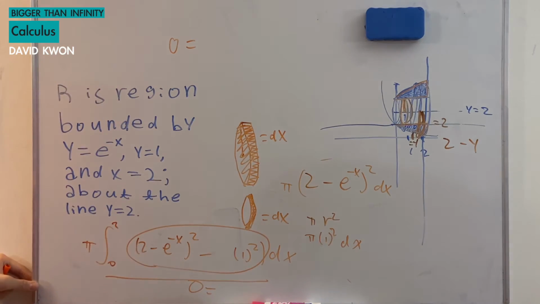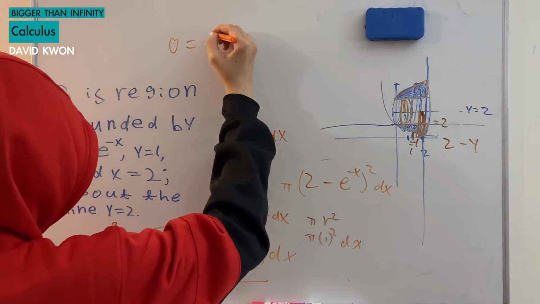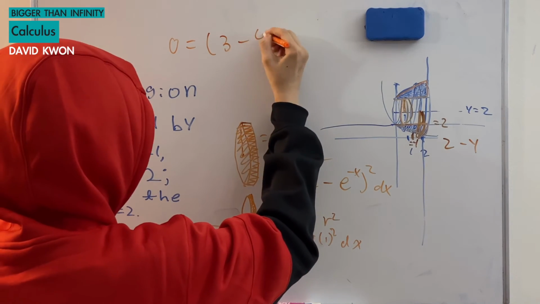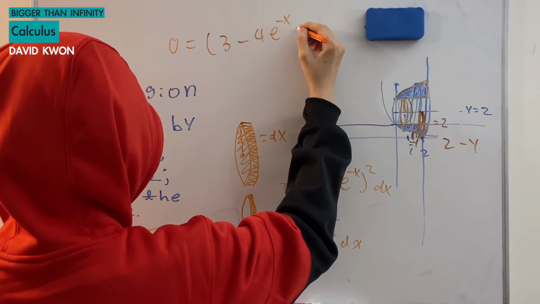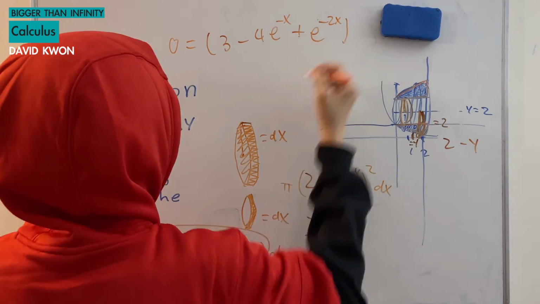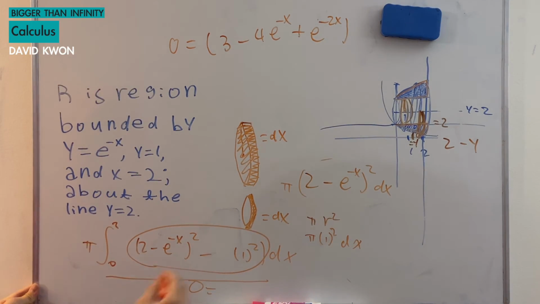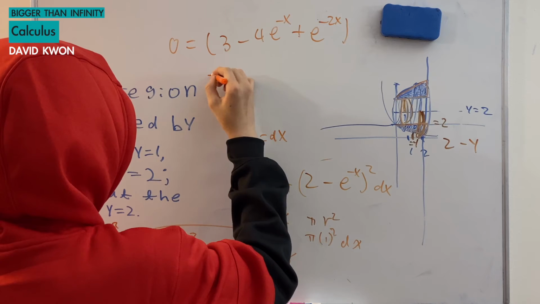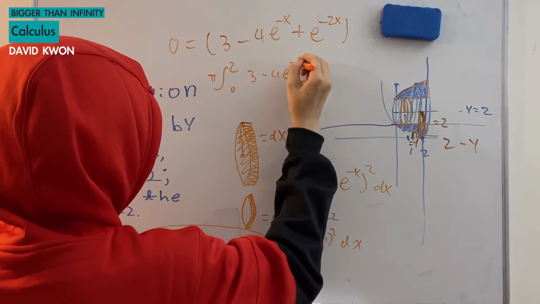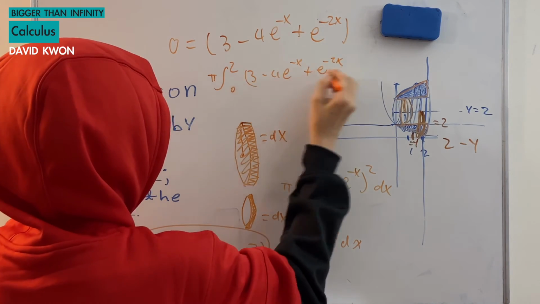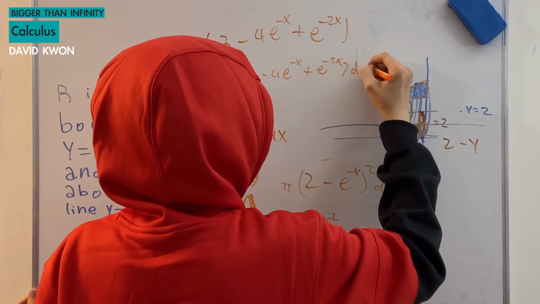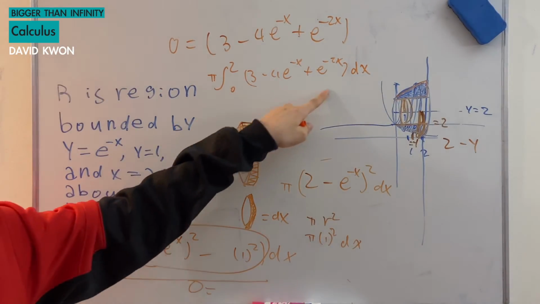Very smart what I just did, right? You guys should do that too. When I expand that, I get 3 minus 4 times e to the power of negative x, plus e to the power of negative 2x. And this is our legit equation that we will solve for, and of course dx. So now let's integrate that.